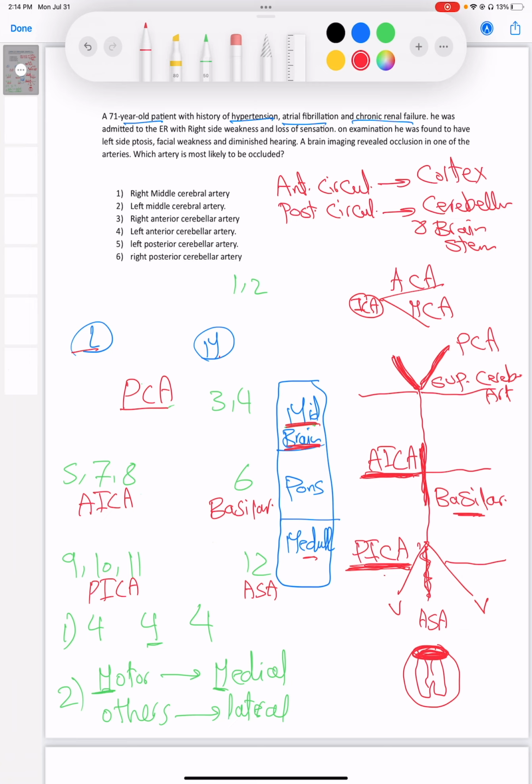Then after that, the medulla, we have medial medulla and lateral medulla. Medial medulla, cranial nerve 12, and the blood supply from the anterior spinal artery. Lateral medulla, cranial nerves 9, 10, and 11, and the blood supply comes from PICA, or posterior inferior cerebellar artery.